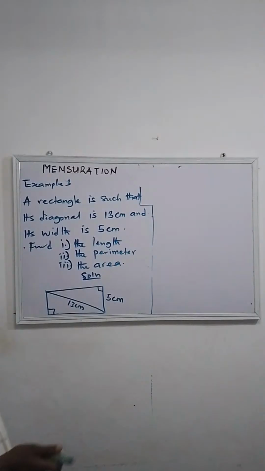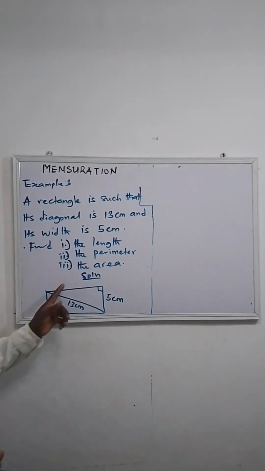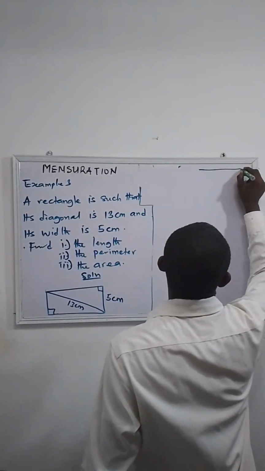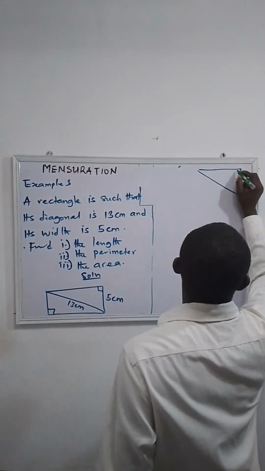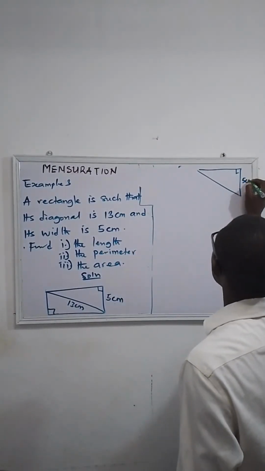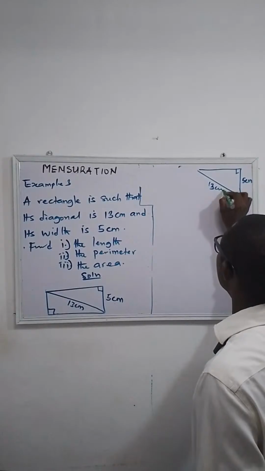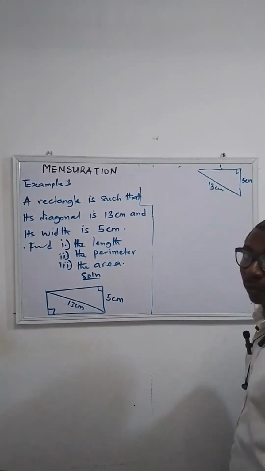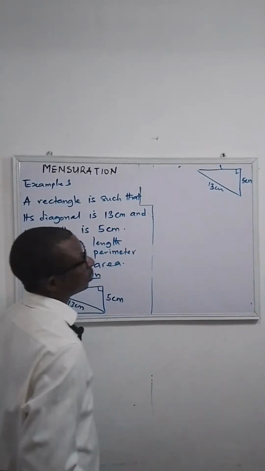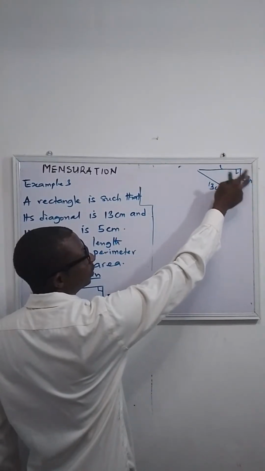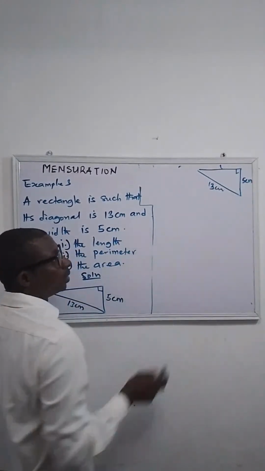Now we need to get the length here. We are going to be making use of Pythagoras theorem. So let's bring out this triangle. Look at this right angle triangle. We have something of this form, where this side is 5 centimeter and this is 13. We need to get this L. Don't forget, Pythagoras theorem states that the squares of the two sides equal the hypotenuse square.